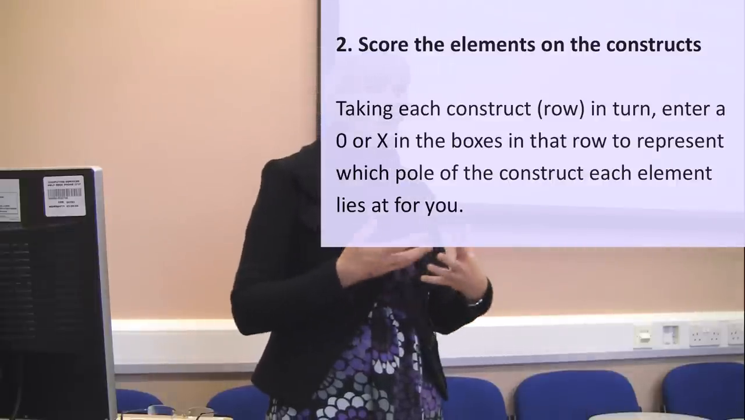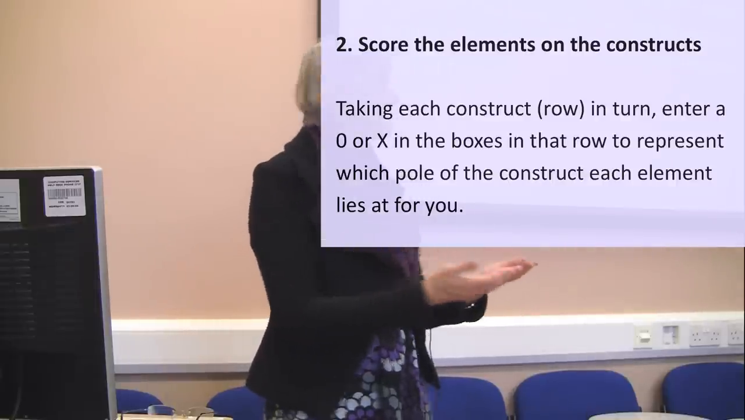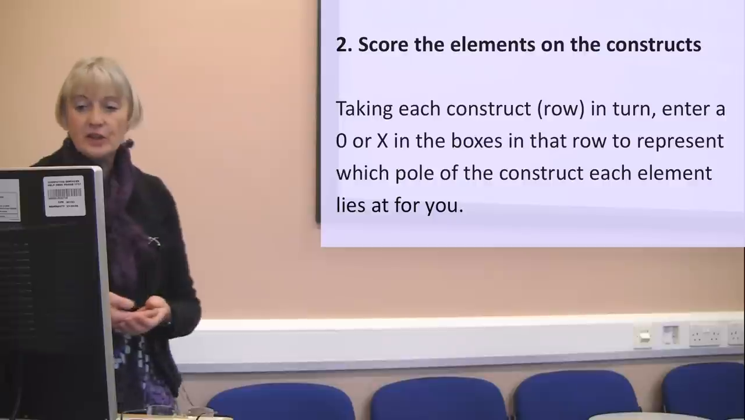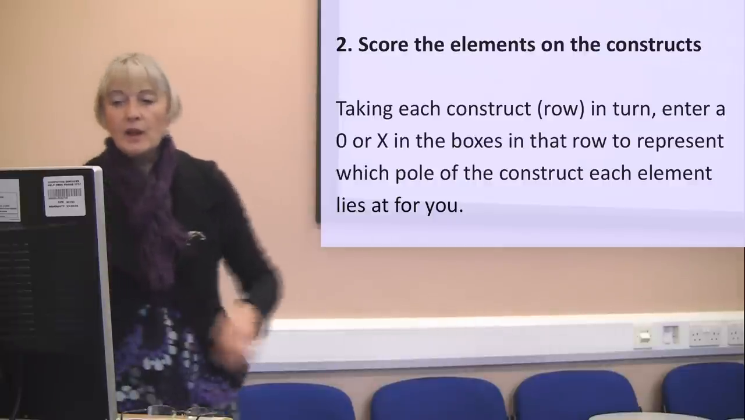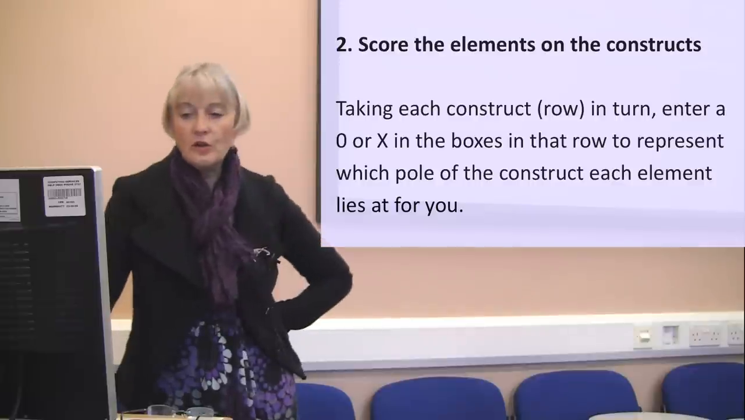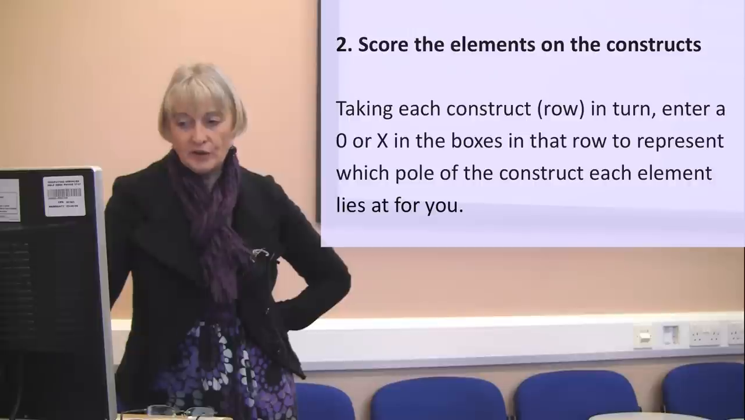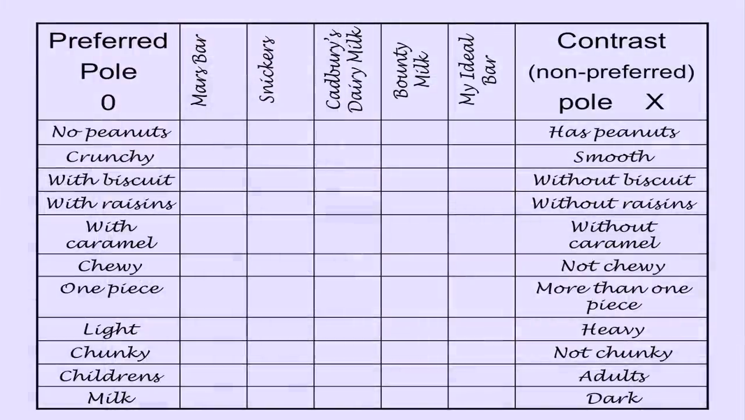You should be taking charge of their grid and saying to them, taking each row in turn, each construct in turn, you put a naught or a cross in the box in that row to represent which pole of the construct each element lies at for you. So if you have, in the first row, no peanuts versus has peanuts, you go across each box in turn.